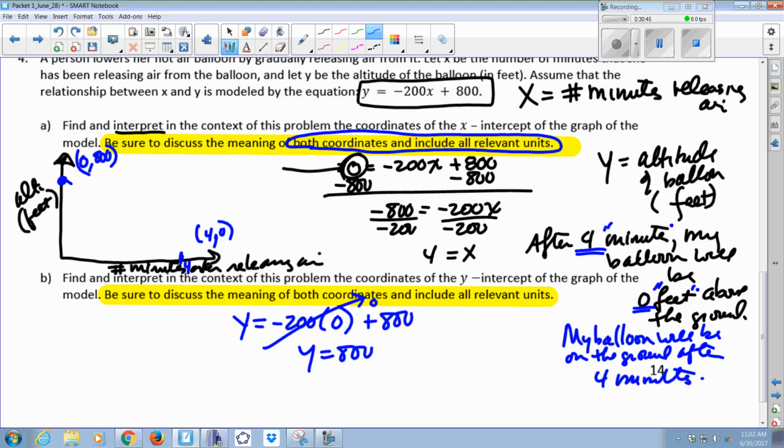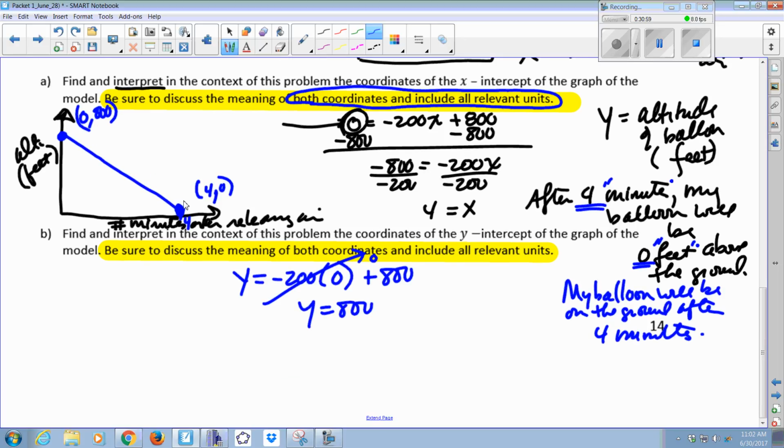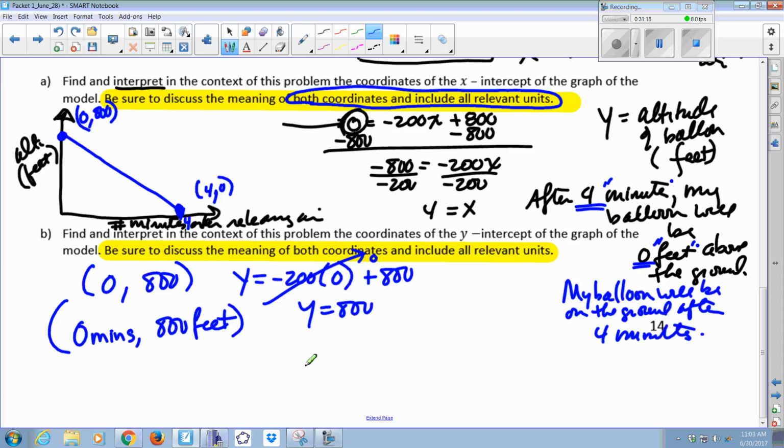And if I connected these two points with a straight line, that would show over the first 4 minutes the height of my balloon at any particular time in that interval of 0 to 4. Okay. So how do I interpret this? This point (0, 800): lots of times I encourage students to take that ordered pair and insert the actual units right along each number and then make the sentence from there.